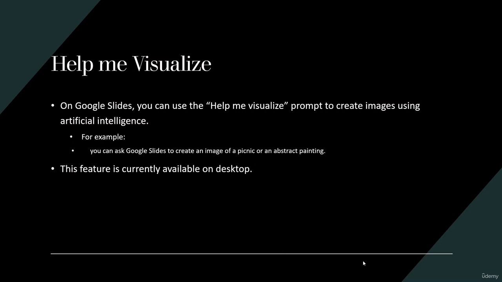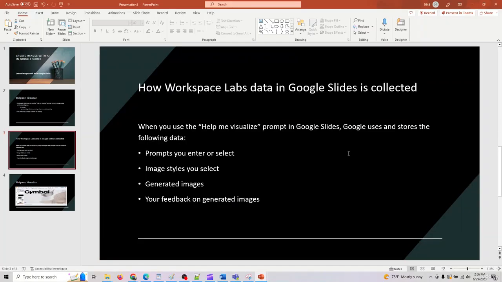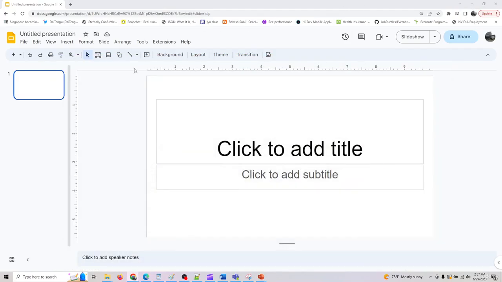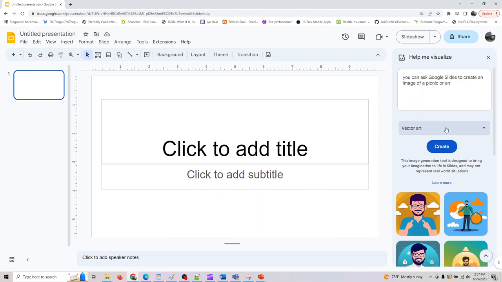In Google Slides, we can use the help me visualize prompt to create any artificial images using AI. For example, we can ask Google Slides to create a picnic of an abstract painting, right? So let me take this example here, and let's exit it and let me go into this prompt here. So if you click on this function, which is help me visualize, I can just paste it here. Let's basically ask create a picnic.